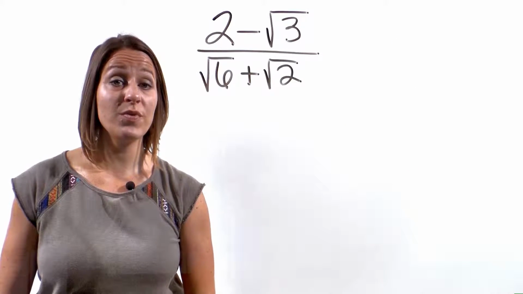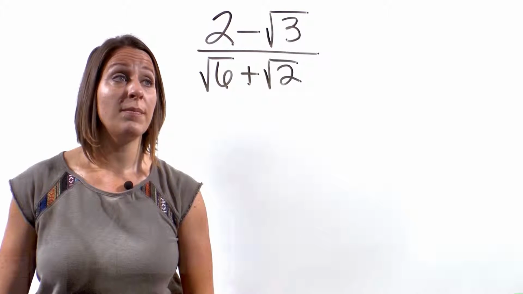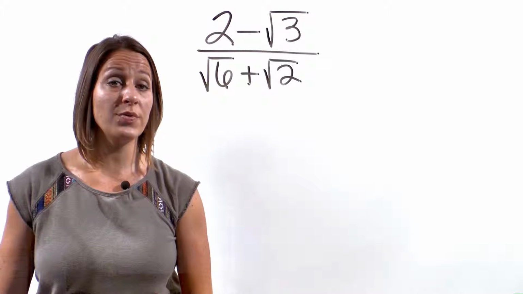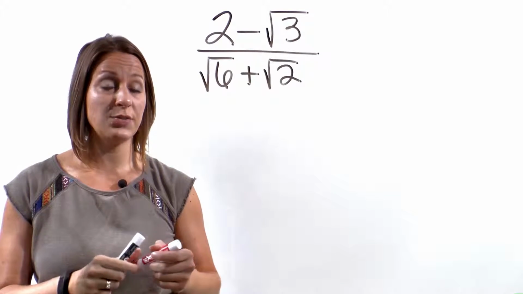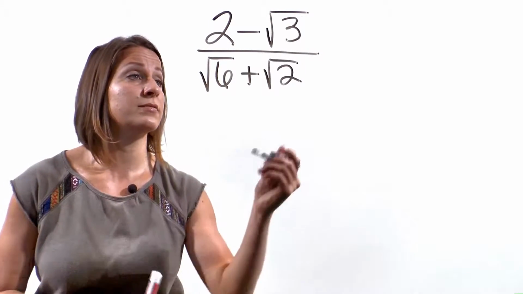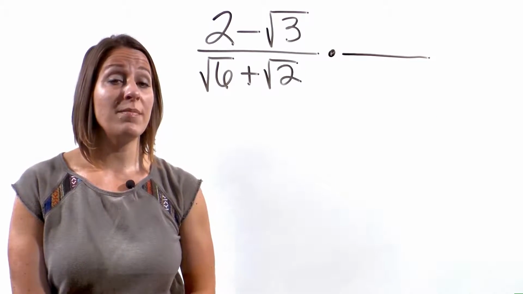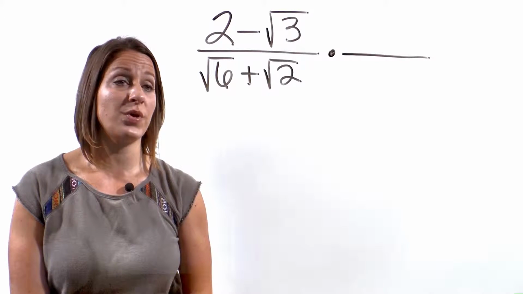Okay, let's do one more example together. This example, we have 2 minus the square root of 3 over the square root of 6 plus the square root of 2. We're going to multiply this expression times the conjugate. In this problem, the conjugate is going to be the square root of 6 minus the square root of 2.